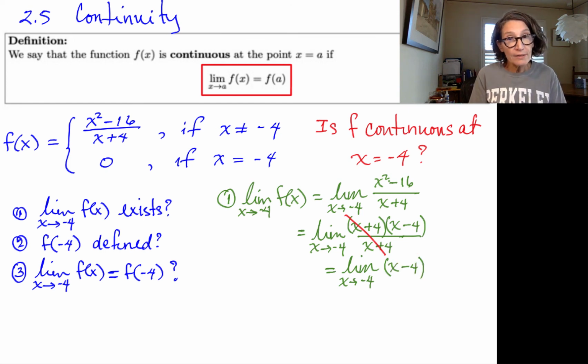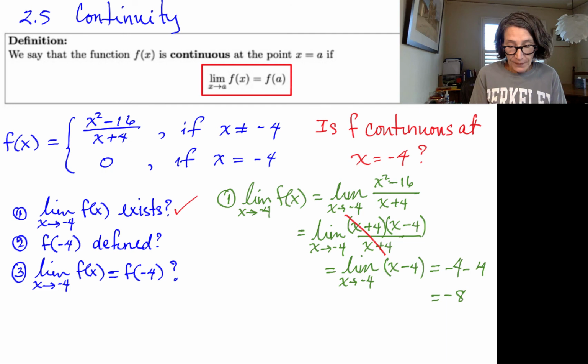Notice I had to write limit in each step. I can't just say that it's equal to x minus 4 because these are not equal as functions. As limits, they are equal, but as functions, they're not. And I have to keep writing the limit as x approaches negative 4 in each step. All right, now we can evaluate that limit using direct substitution because now we just have a polynomial, x minus 4, and that's defined at negative 4. So now I can plug in negative 4. Negative 4 minus 4 is just negative 8.